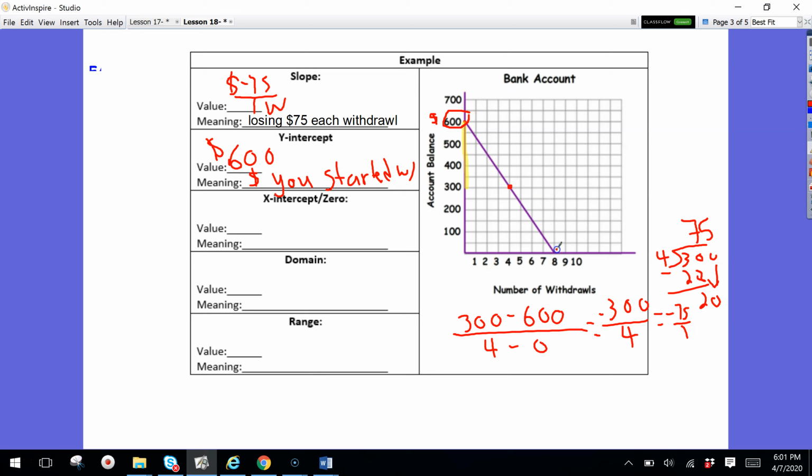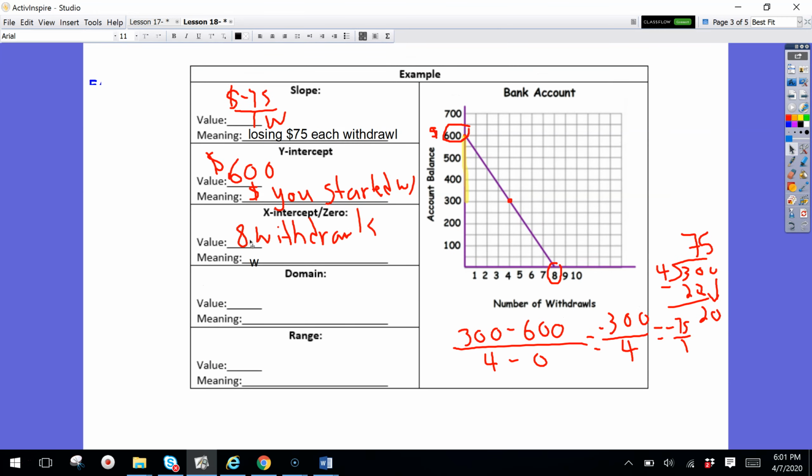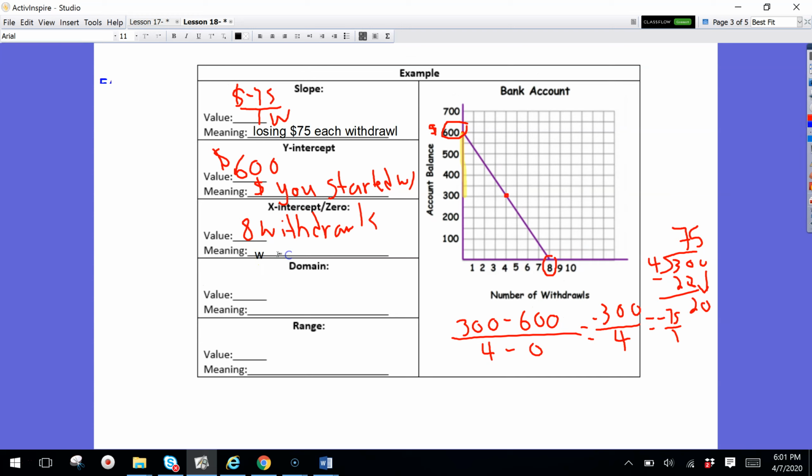My x-intercept is right here. This is again the value of x when y is 0. So my x-intercept here is 8 withdrawals. And this is the number of withdrawals that I needed to lose all my money. Let's type that one out so that it's legible. Withdrawals for 0, for no, all money gone. That sounds better. Okay.